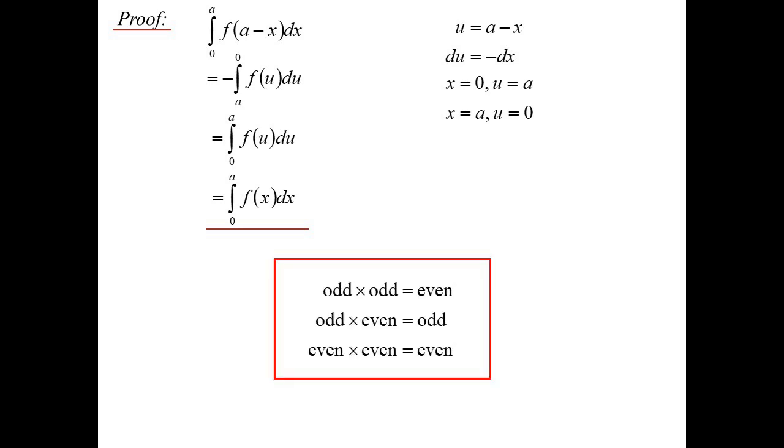So if you are using symmetry, keep in mind, odd function times odd will be even, odd times even will be odd, even times even is even. So basically, the same type of function multiplied together will give you an even function. The different ones will give you odd functions.